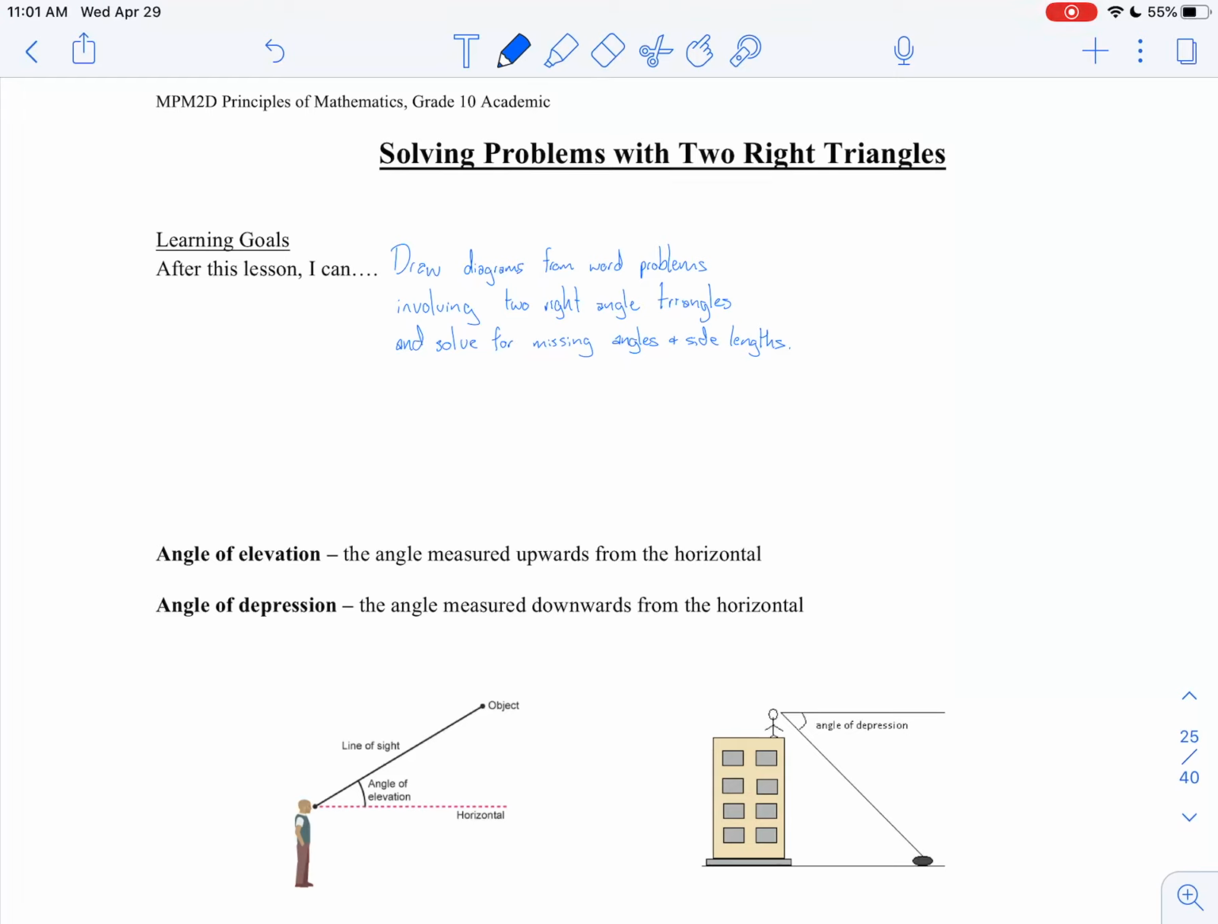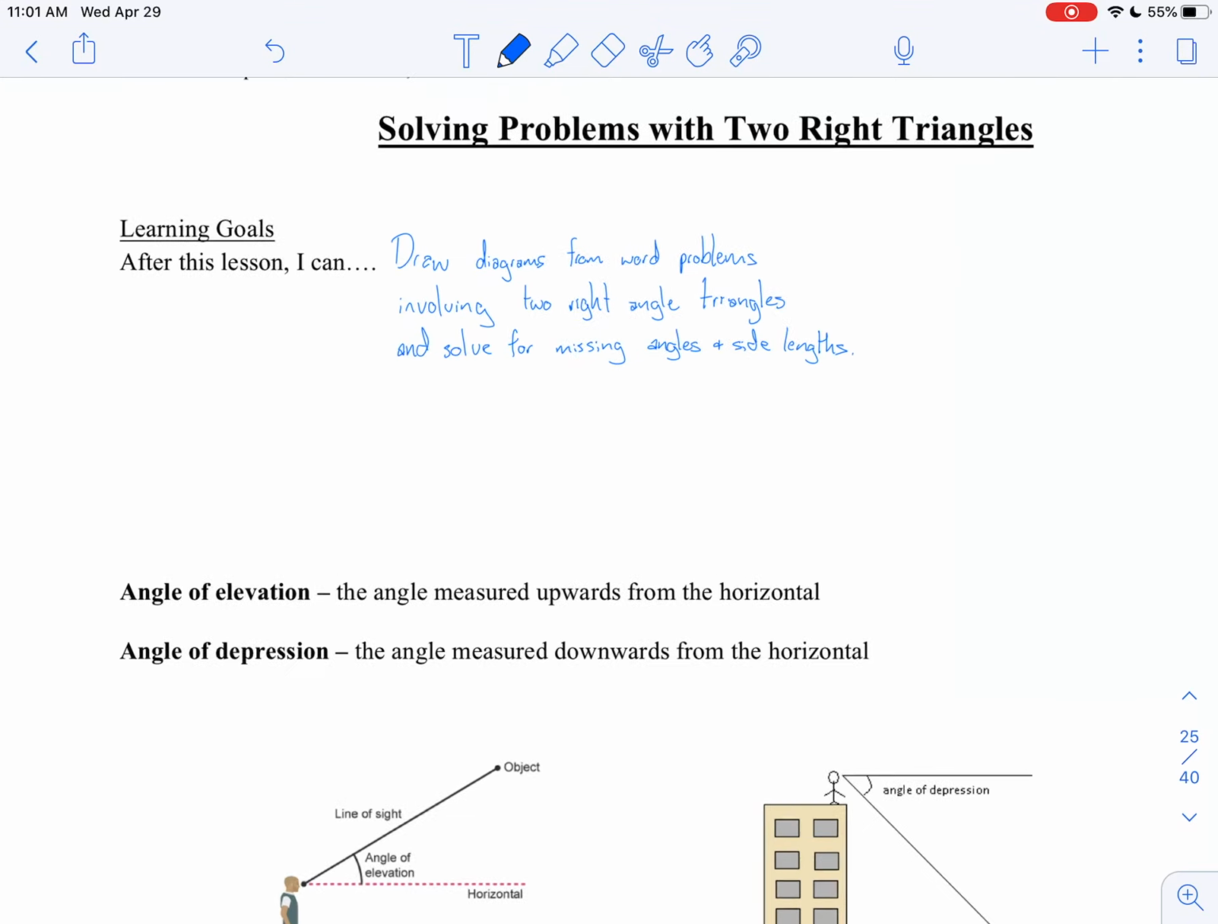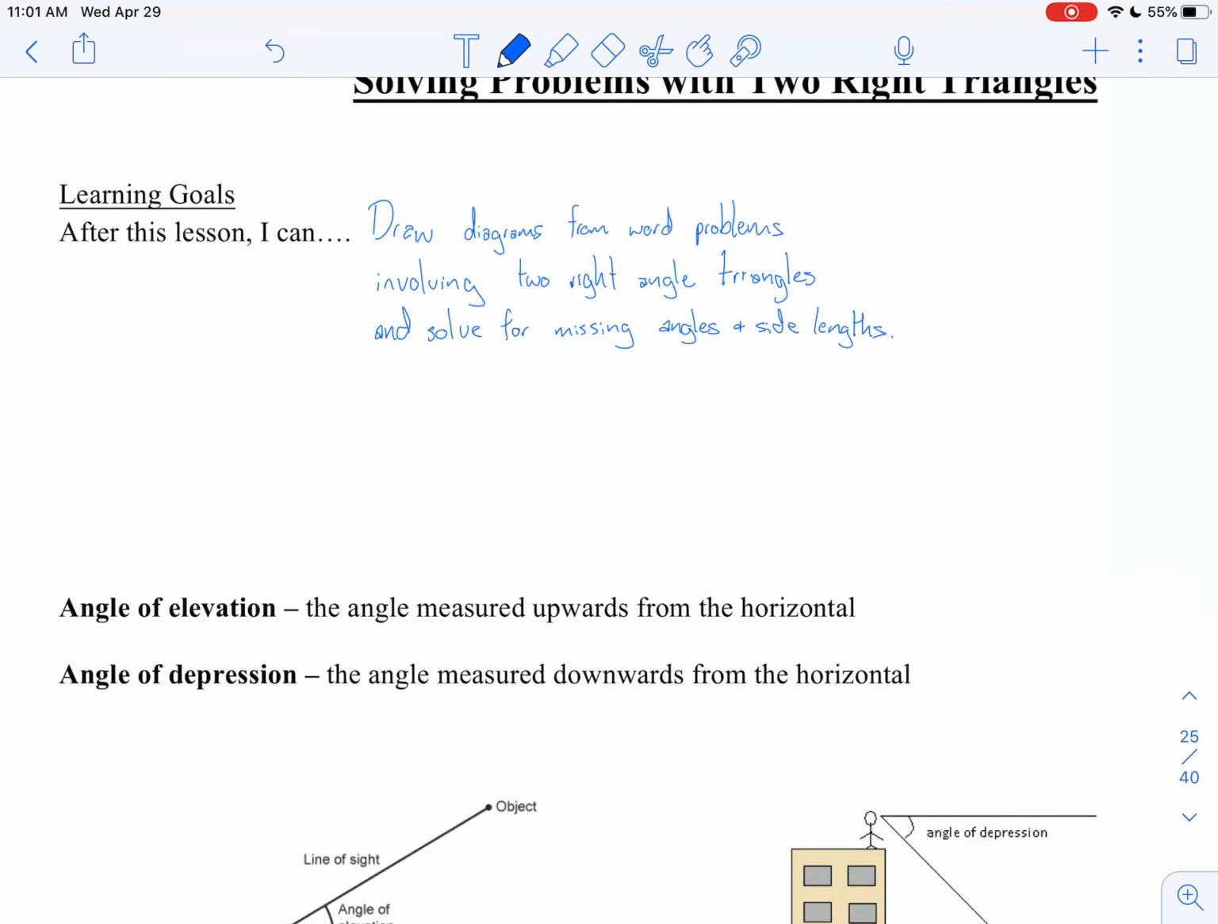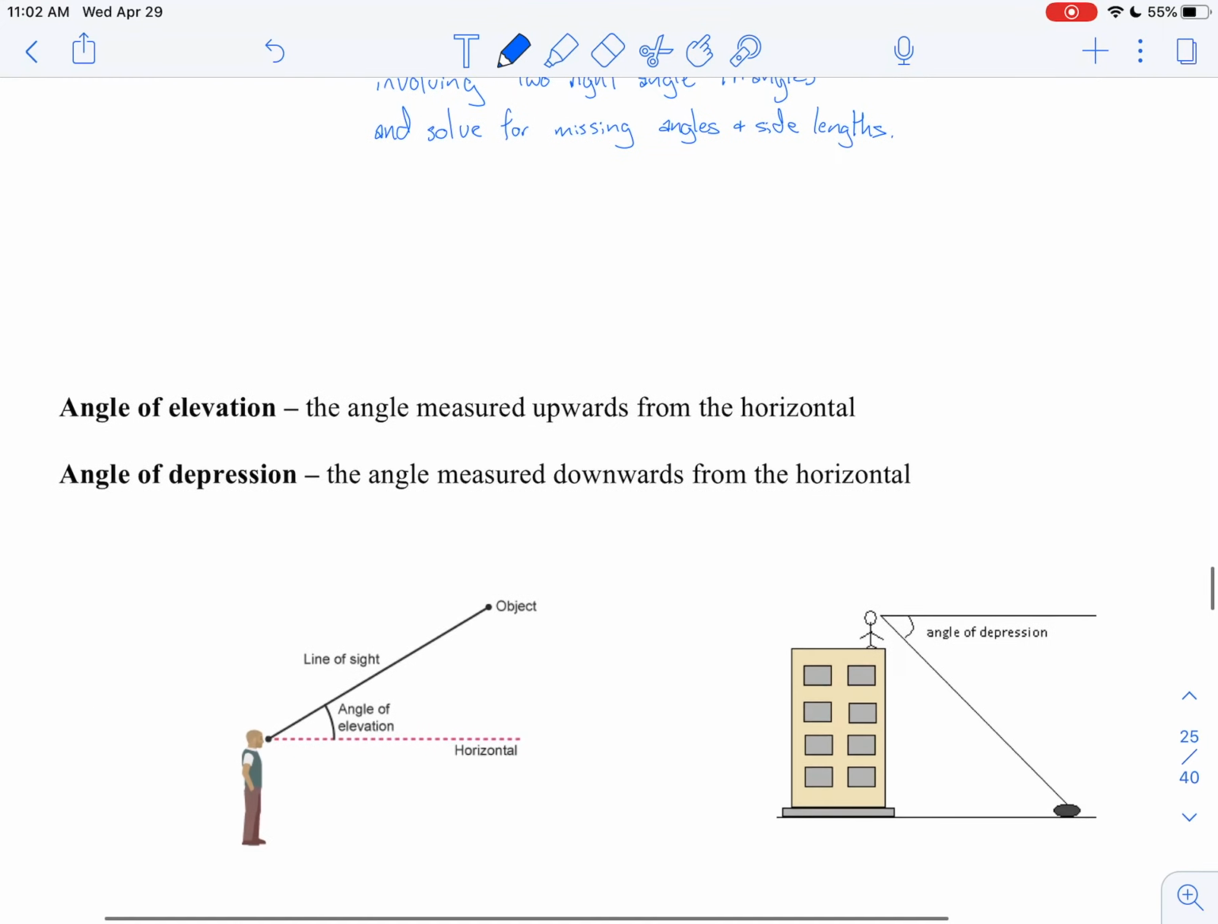But if you're not very comfortable with our simple three trig functions and simple three inverse trig functions for solving for an angle and side length of a right angle triangle, you need to go back and complete those exercises before attempting this lesson. So today's learning goal is to draw diagrams from word problems involving two right angle triangles and solve for missing angles and side lengths. Exactly what I just said there.